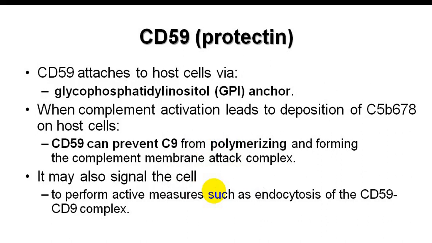When complement activation leads to deposition of the remaining complement components such as C5b678, not C9, remember, because C9 is the last or ultimate step. So when complement activation leads to deposition of the C5b678 complex on the host cell, this protectin can prevent C9 from polymerizing. No protectin means no C9 polymerization, and the well is not formed. When I say well, I refer to the membrane attack complex, so no formation of membrane attack complex. Alternatively, CD59 also signals the cell. And what does it signal to the cell? It signals the cell to perform active measures such as endocytosis of the CD59 and C9 complex.